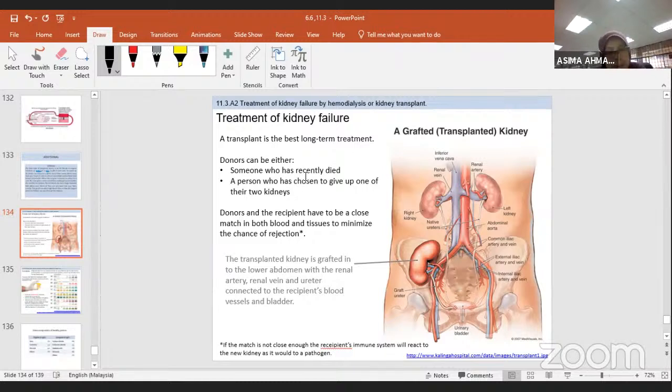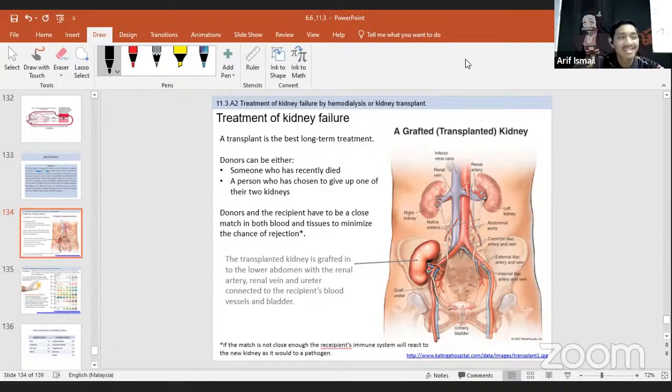Tapi derma organ ni, what do you think? Is it allowed in Islam actually? Organ, to donate organ? It is, teacher. It's allowed. It's allowed with a few syarat, tapi it's allowed.